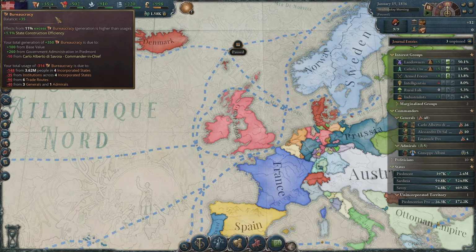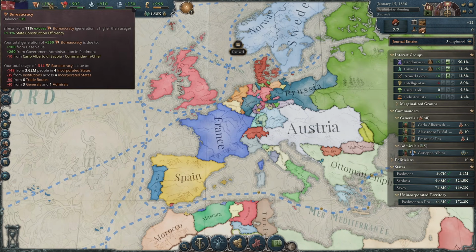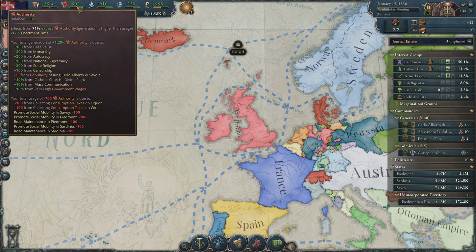An excess of bureaucracy can solve a lot of different problems. It can just be very expensive to obtain. Next up, we have authority.